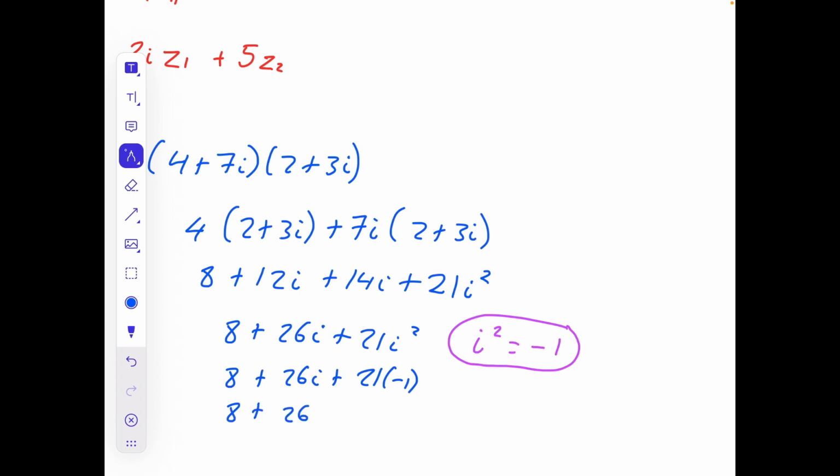We can now simplify this even further. So 8 plus 26i, and 21 multiplied by minus 1 will equal minus 21. So now we can do 8 minus 21, which is minus 13, plus 26i.